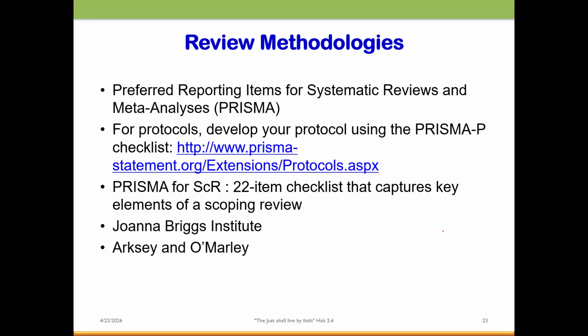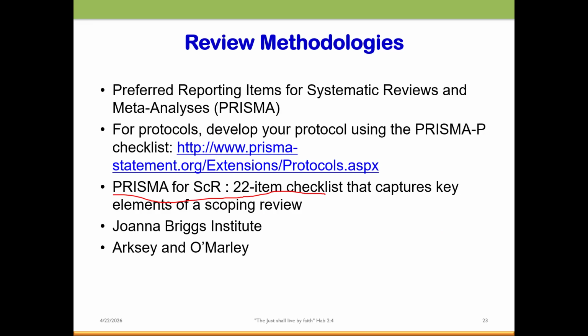This must be there because you have to enhance coherency. And then, of course, you can also come up with your protocol. Protocol is like a proposal of your paper, of your scoping review. You can also register it. And then we have the PRISMA for scoping review, which you must have if you're coming up with a scoping review. This is a 22-item checklist that captures key elements of a scoping review.